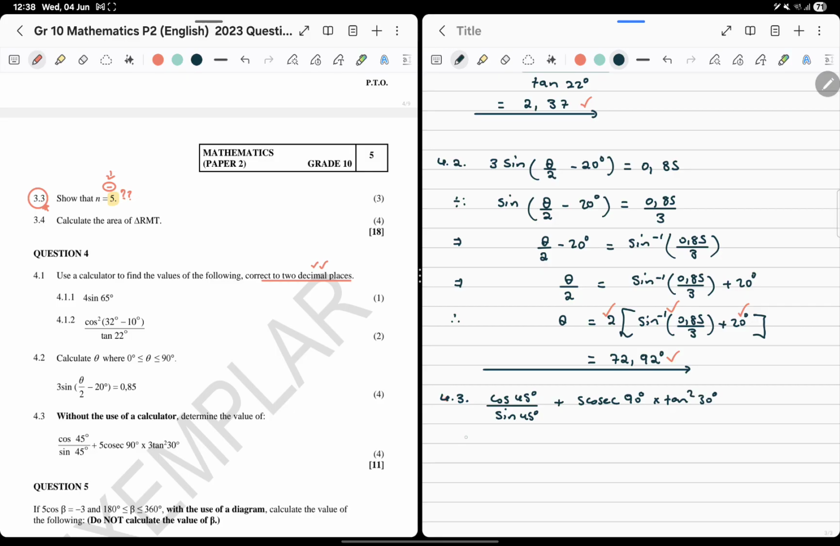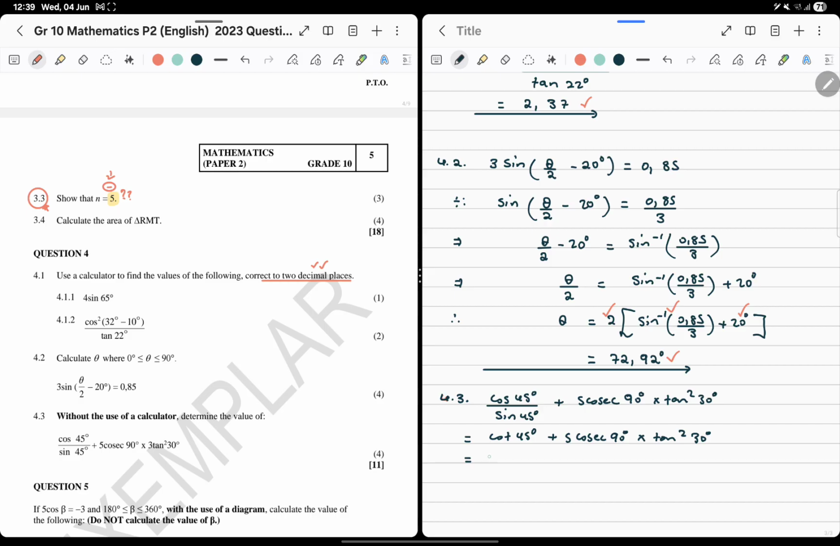Okay, this is good. So what do we know? Cos over sine gives us cot 45 degrees plus 5 cosec, which is 1 over sine 90 degrees. But why do I want to do this? I don't want to change this. It's fine like this. Leave it. Cosec 90 degrees, times tan squared 30 degrees. Now this means we need to use our special angles.